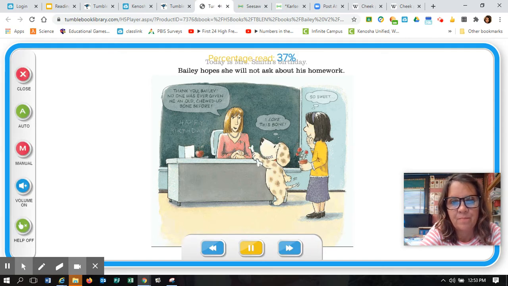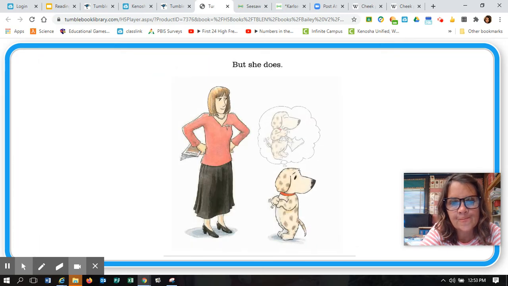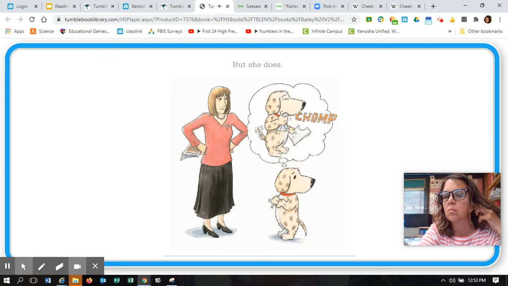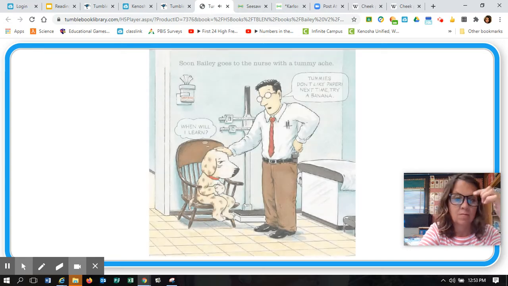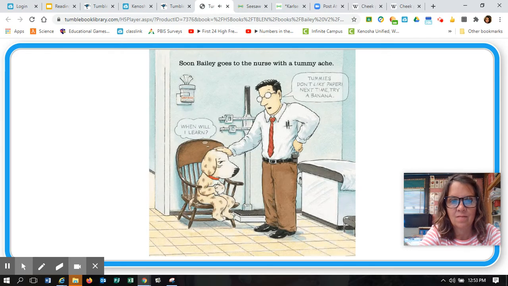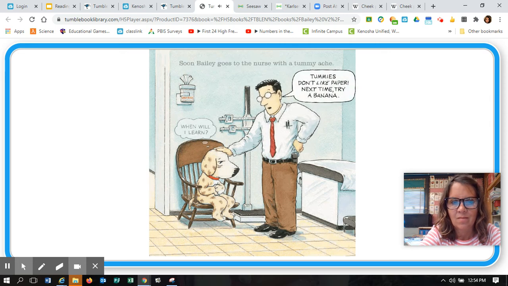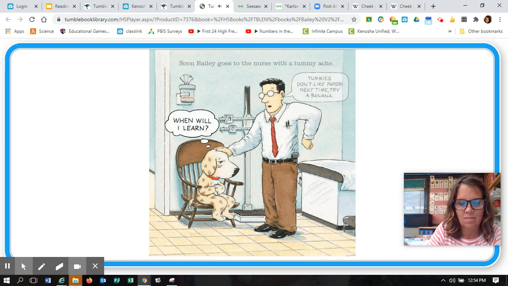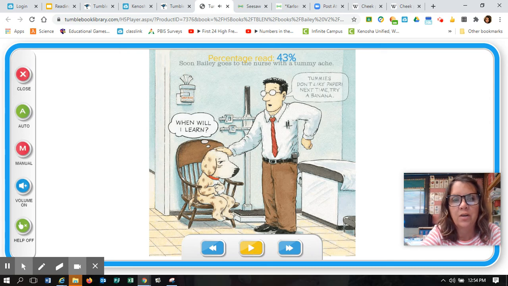Bailey hopes she will not ask about his homework. But she does. Soon, Bailey goes to the nurse with a tummy ache. Tummies don't like paper. Next time, try a banana. When will I learn? So what could we say about Bailey? Whisper it in your hand.